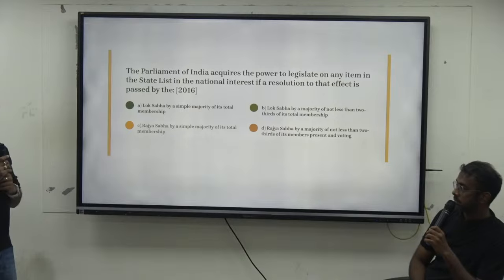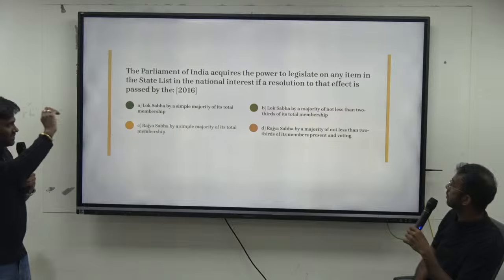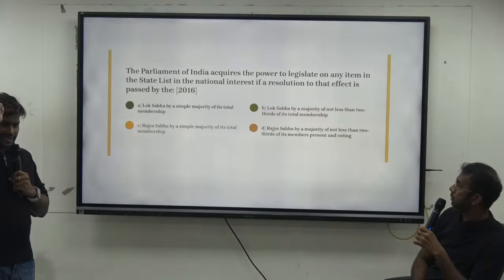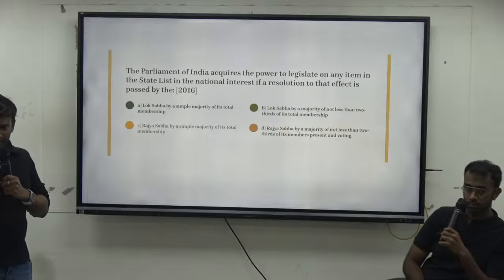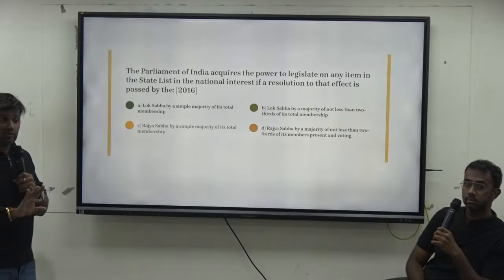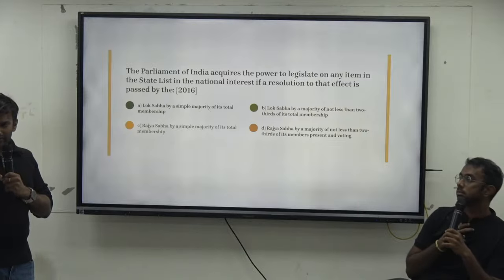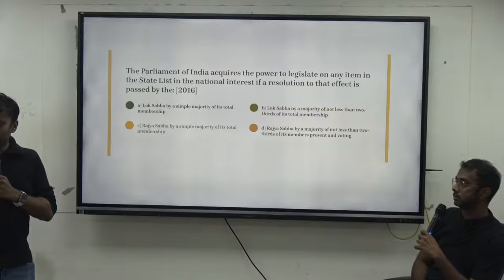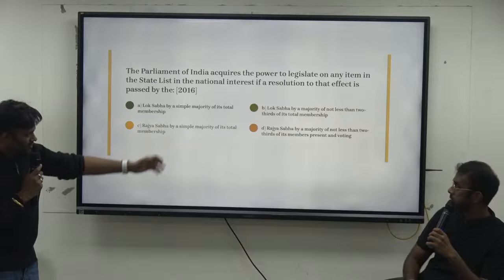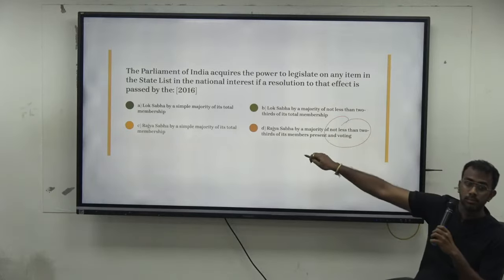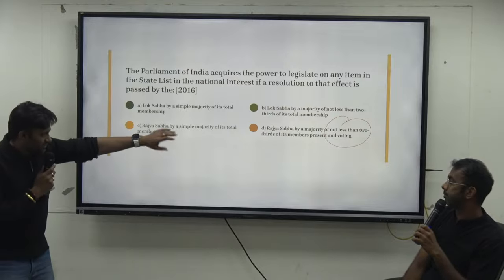Okay. Now one more logic you can use here. Look at the question. Parliament of India acquires the power to legislate on any item in the state list. What kind of political system do we follow? Federal. So it will not be so easy for the parliament to get this power to legislate on a state list, right? They have to make it a bit more difficult, rigid. It should not be so flexible. Answer will be option D. Got it? I'm telling you, you can get away straight away if you have read the answer D.